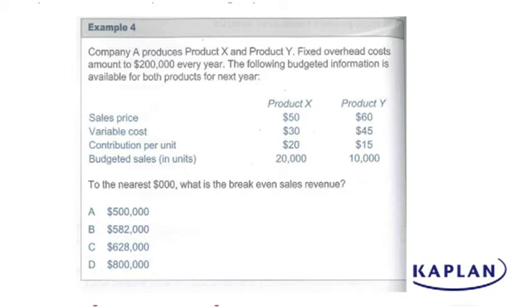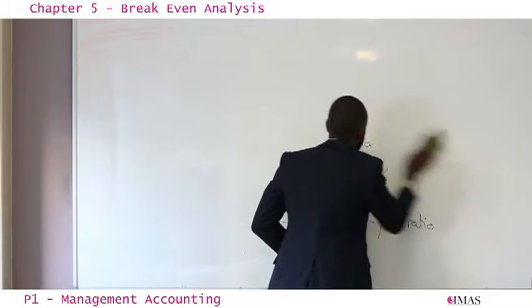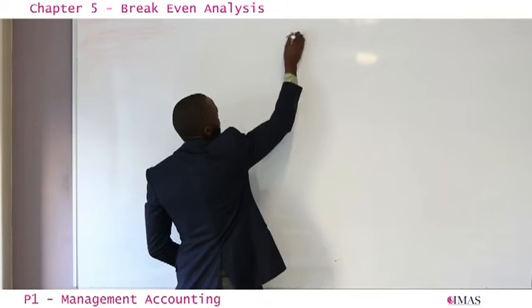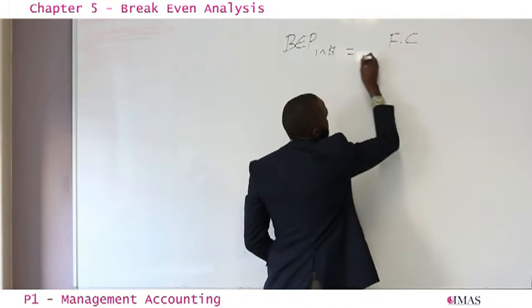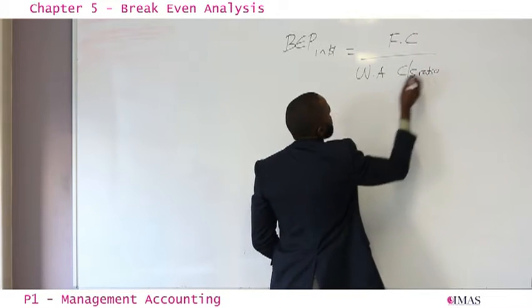So I told you that in the exam, what you do first is read the requirement. Because in most cases, if you read the scenario, then you read the requirement, you're most likely going to go back to the scenario. So the requirement says, calculate the break-even point in sales revenue to the nearest 1,000. Whenever you get such a question, first we need the formula. So our break-even point in dollars is equal to fixed cost divided by the weighted average contribution to sales ratio.